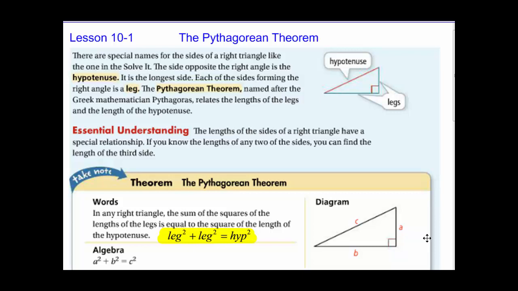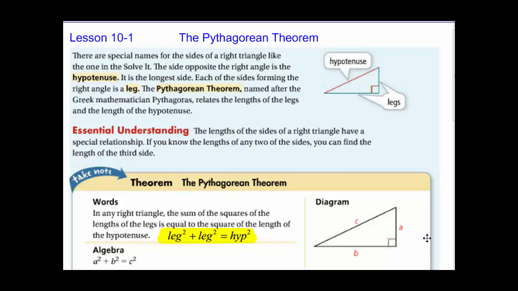The Pythagorean Theorem was one of the first theorems used by mathematicians in ancient civilizations. What it's used for is to find the lengths of the sides of a right triangle and understand that they have this special relationship. If we know the lengths of any two sides of a right triangle, then the length of the third side can be found using this Pythagorean theorem.